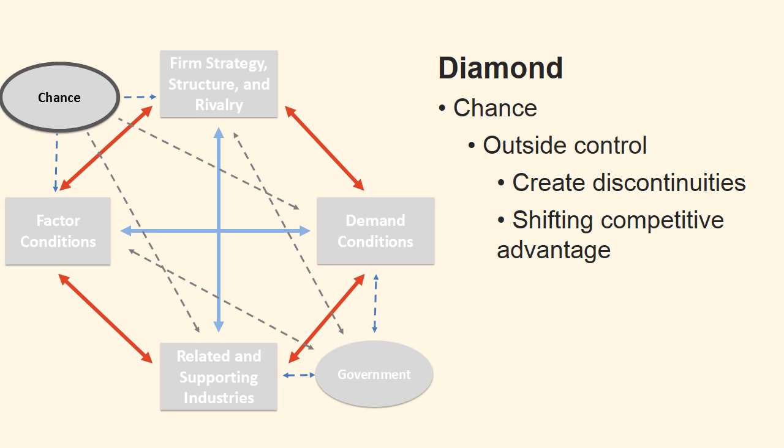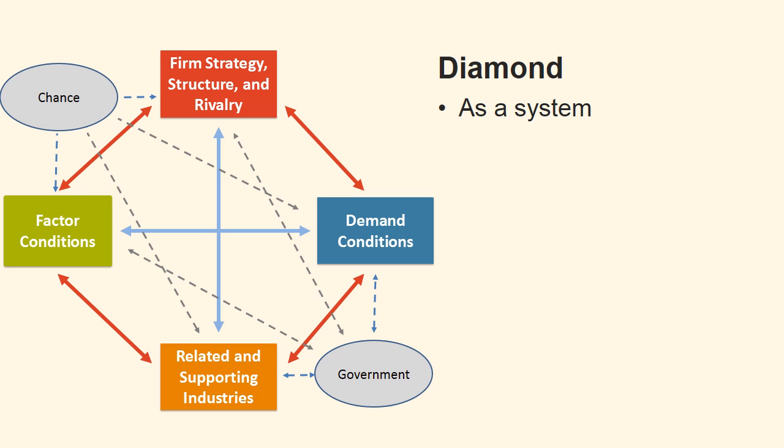Chance has played an important role in shifting competitive advantage in many industries. A shift that changed the competitive advantage was the oil shock in the 70s. The oil shocks ultimately helped upgrade Japanese industry because Japan was especially vulnerable to energy costs and took aggressive steps toward energy conservation.